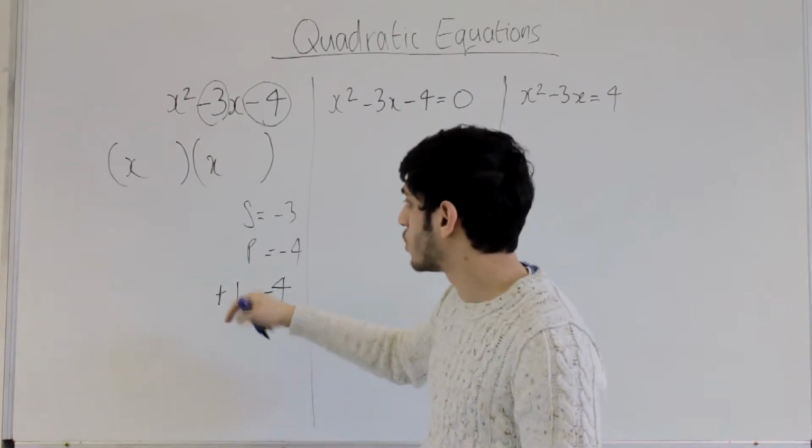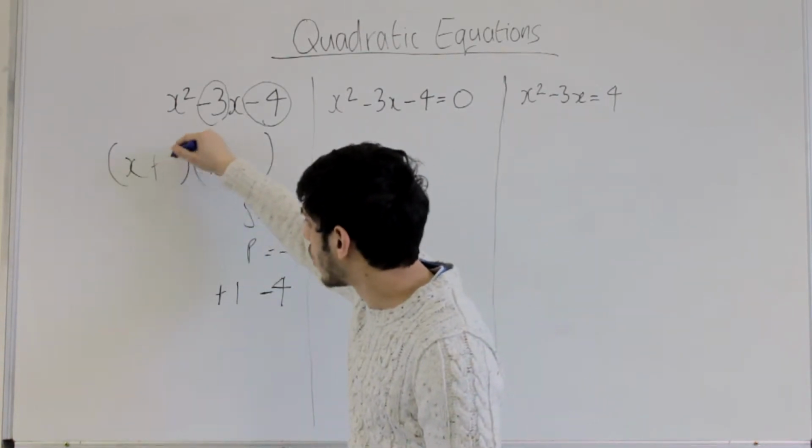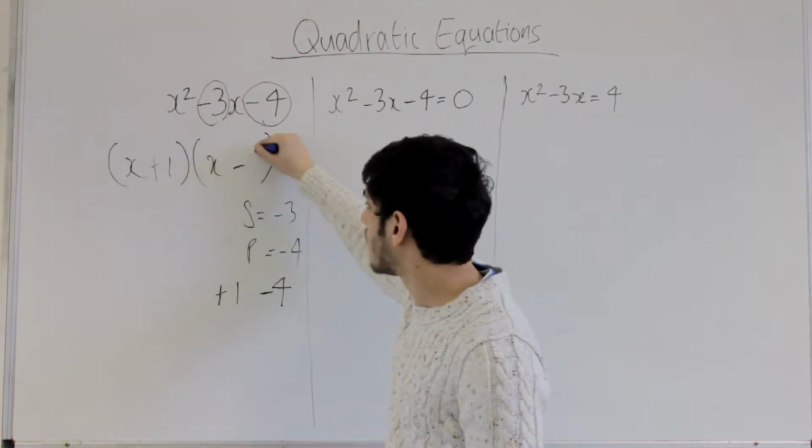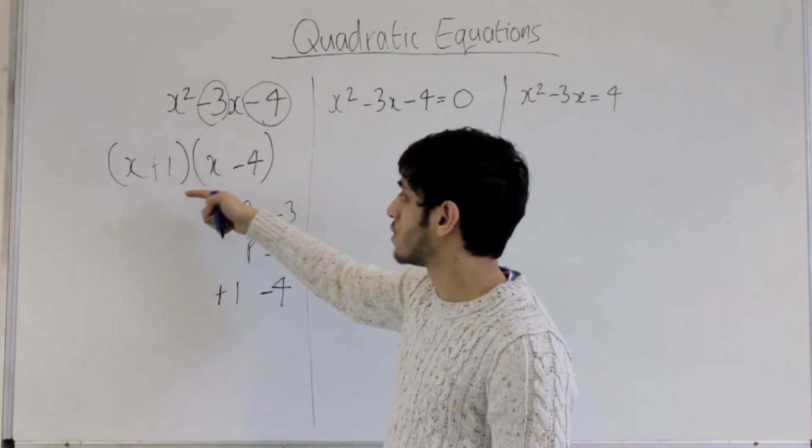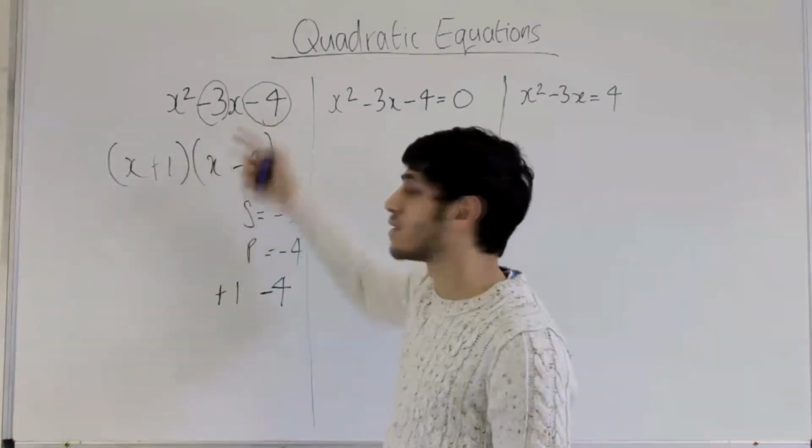So we can now just put these numbers in here. So x plus 1, x minus 4. We factorize this, so if we were to expand and simplify this, we'll basically get this.